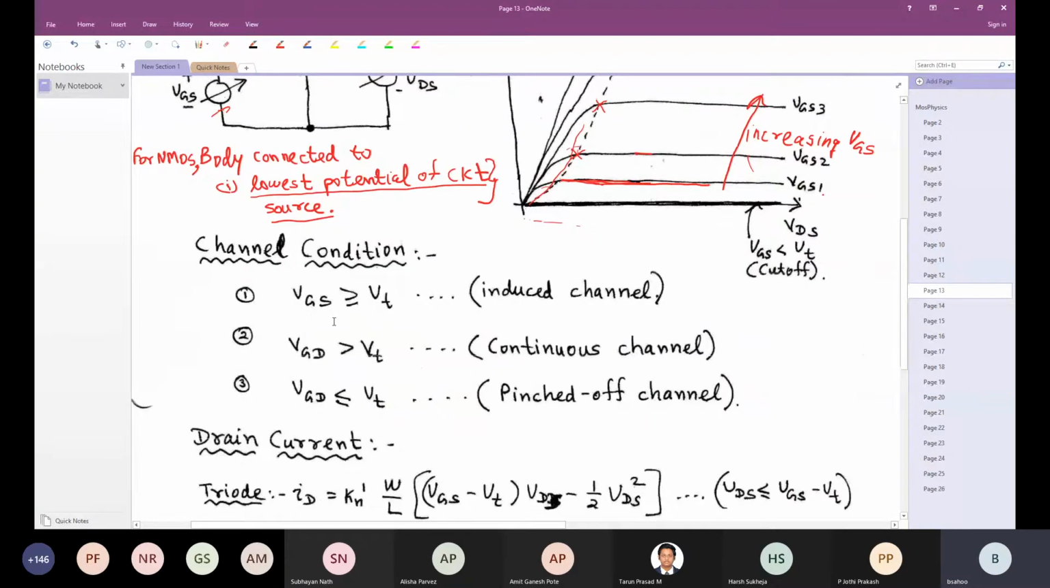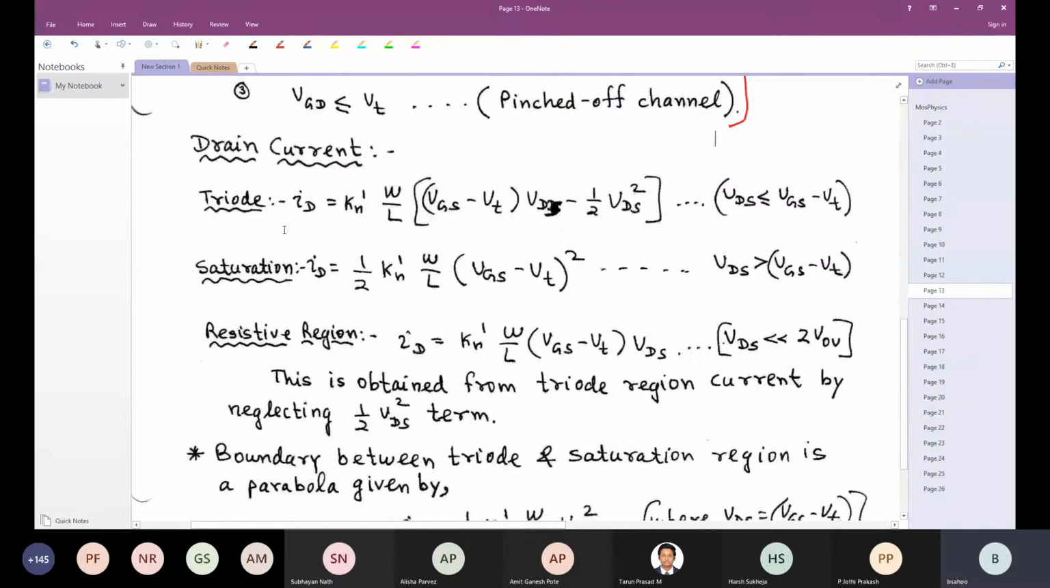Channel condition: VGS greater than VT, there is an induced channel at the source end. VGD greater than VT, there is a continuous channel all the way from the source to drain. When VGD is less than or equal to threshold voltage, the channel is pinched off. I have already explained this; I have just written it in an explicit manner over here. The expressions for current are: triode region, this is the exact expression for current; saturation region, this is the expression for the current.